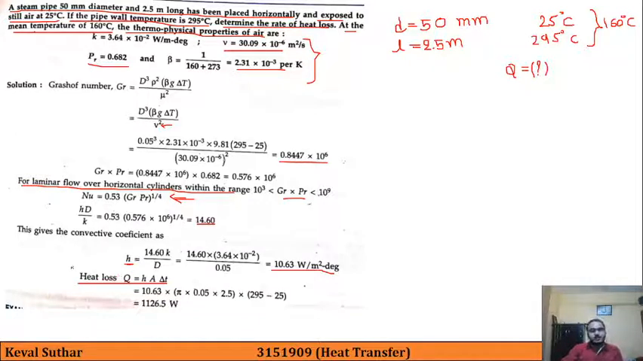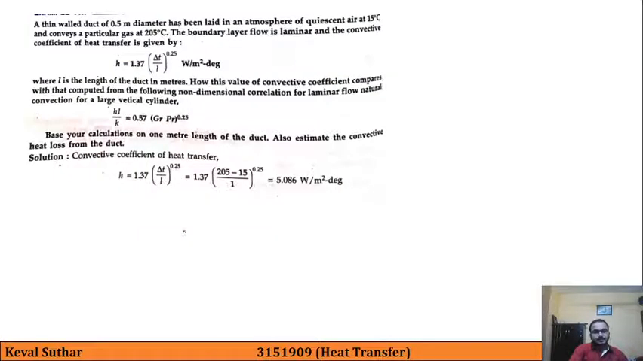So in this problem, as it was still air, this problem is for free convection. We calculated the value of the Grashof number, multiplied it with the Prandtl number, and used this empirical correlation. In the examination you might be given this formula directly in the question, or you need to use the heat transfer data book for this purpose. So this is our first problem.